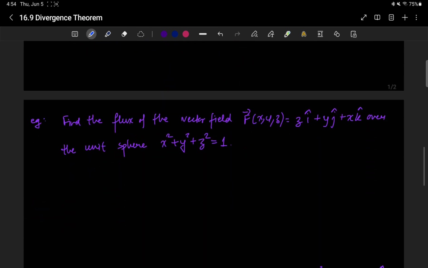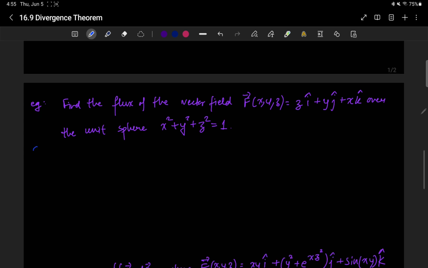Let's apply this to a problem which says: find the flux of the vector field zyx over the unit sphere x squared plus y squared plus z squared equals 1. We did this earlier in the video, the same example where we learned about flux and how flux is just a surface integral, right? Here we will see that applying the divergence theorem makes everything much easier.